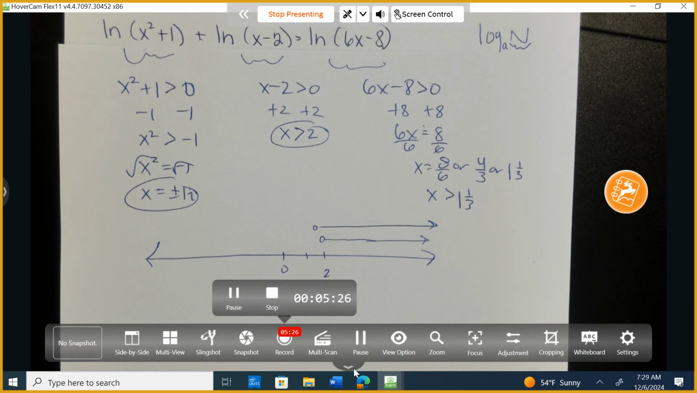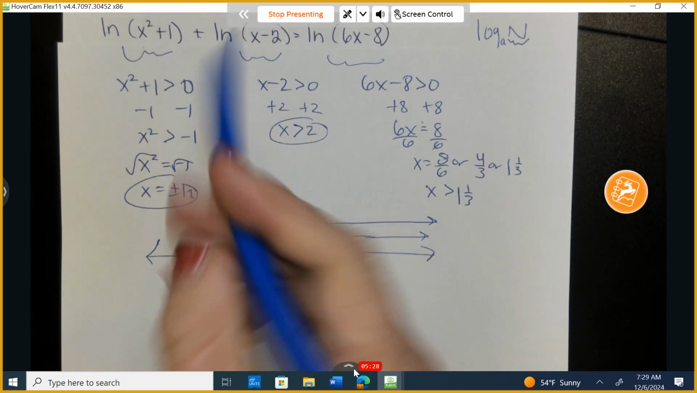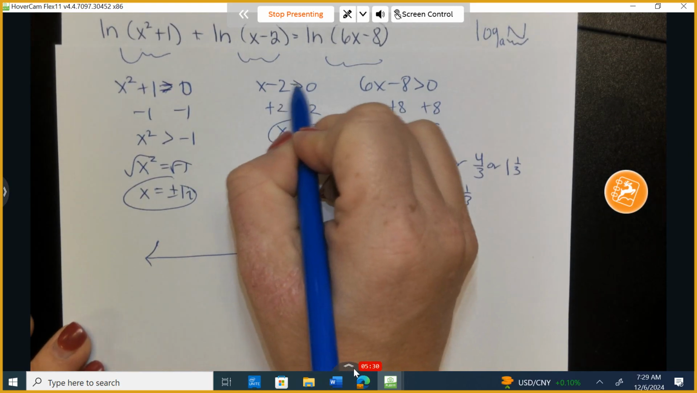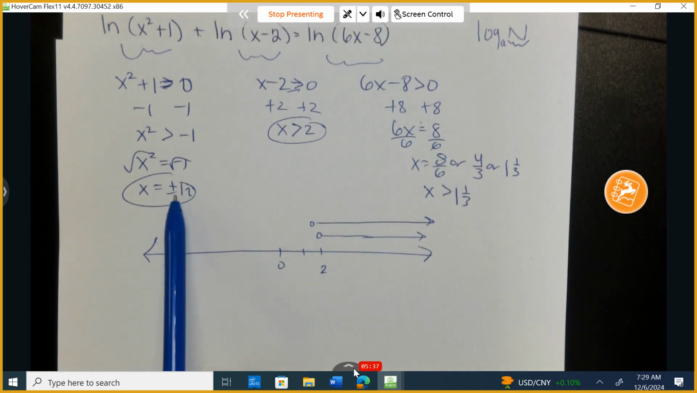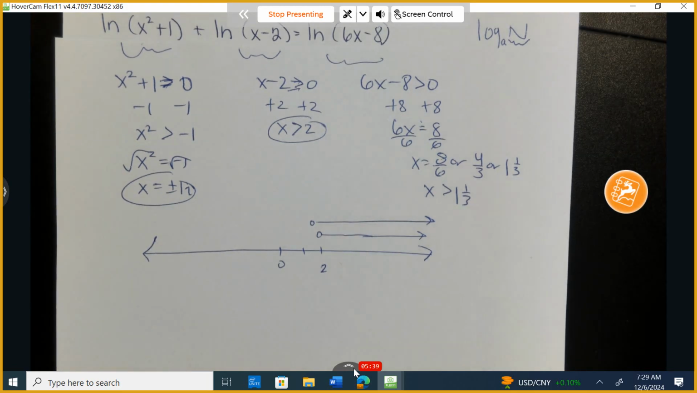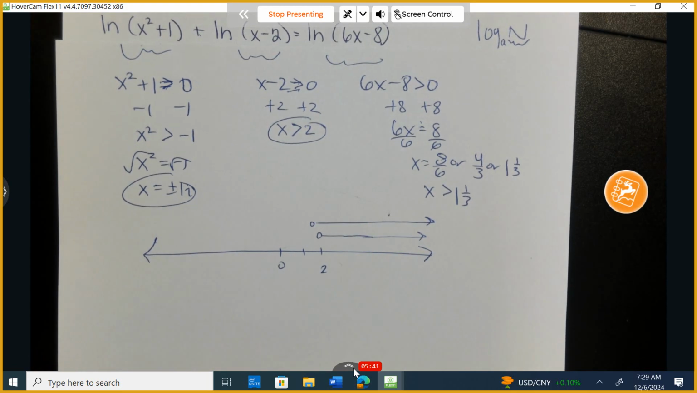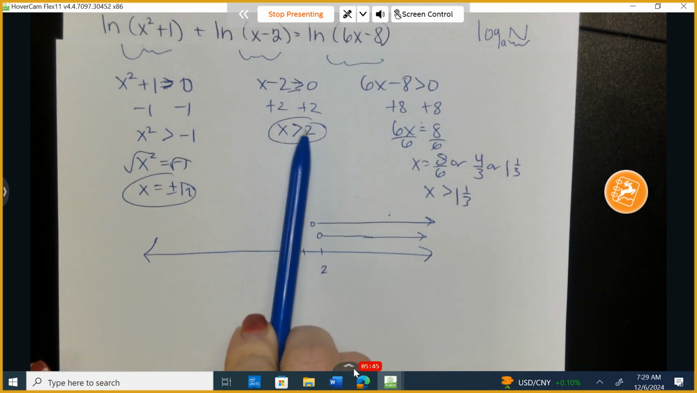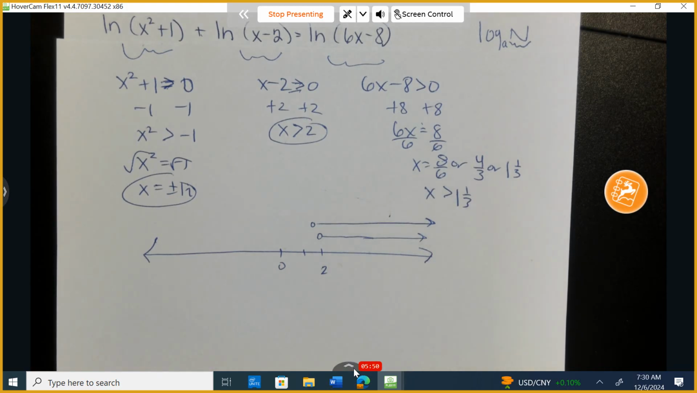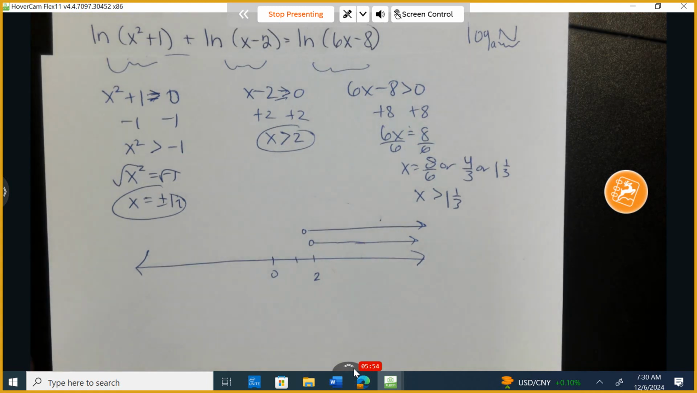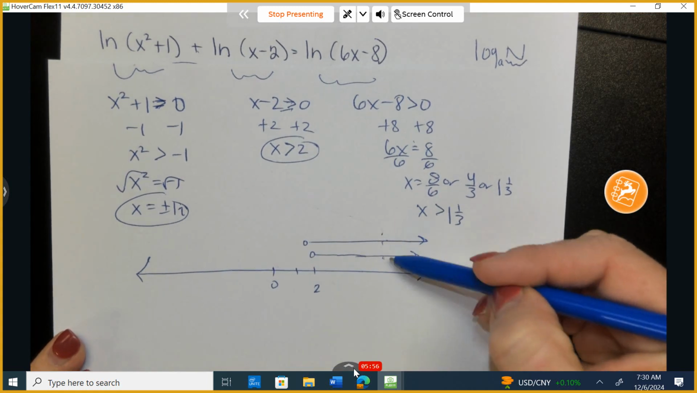Initially I took each one of these and solved. So think of this as setting equal to 0 first. One of them produced an answer that had i's. It was a complex answer. I know that on my number line I can't graph complex solutions. And then I have x is greater than 2, and I also have x is greater than 1 1/3, also equivalent to 4/3. So it has to be true for all. Whatever I choose has to be true for both of these situations.